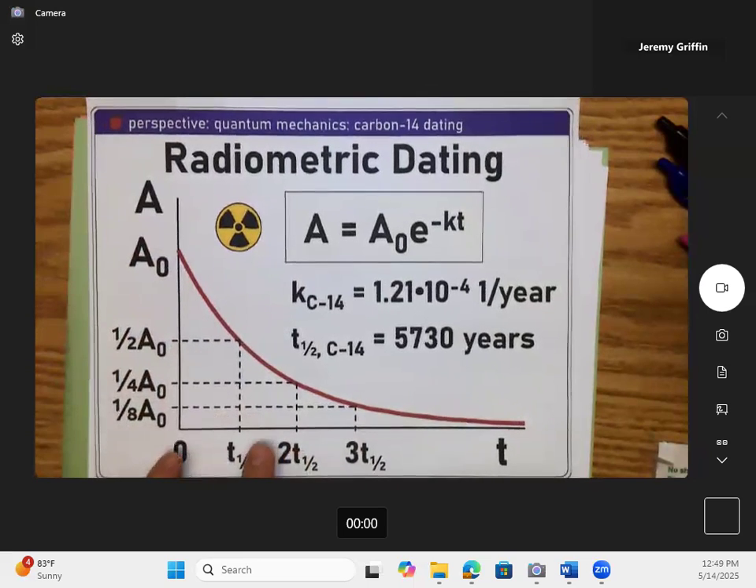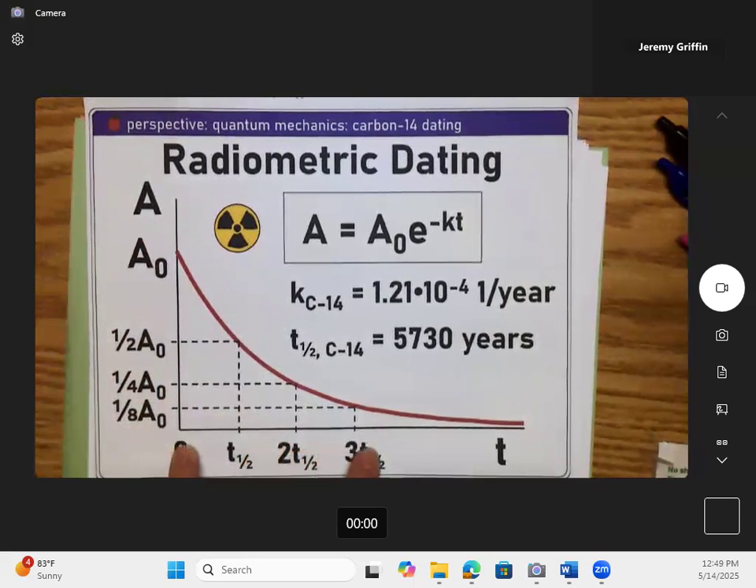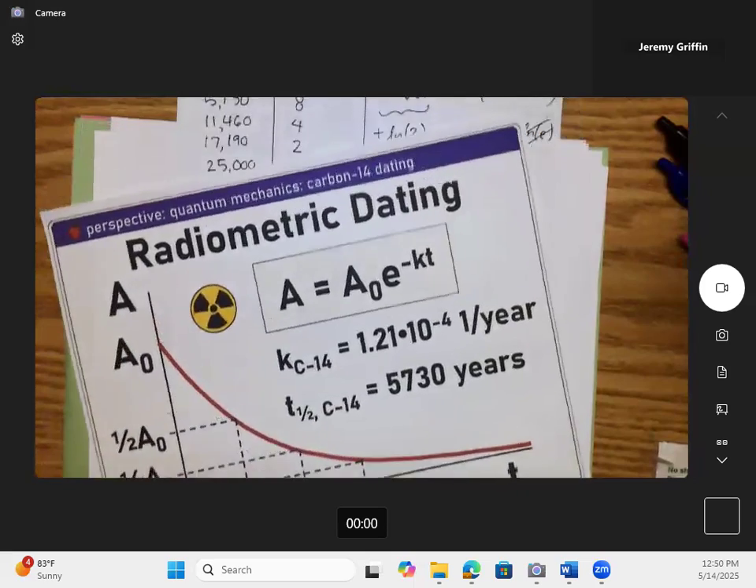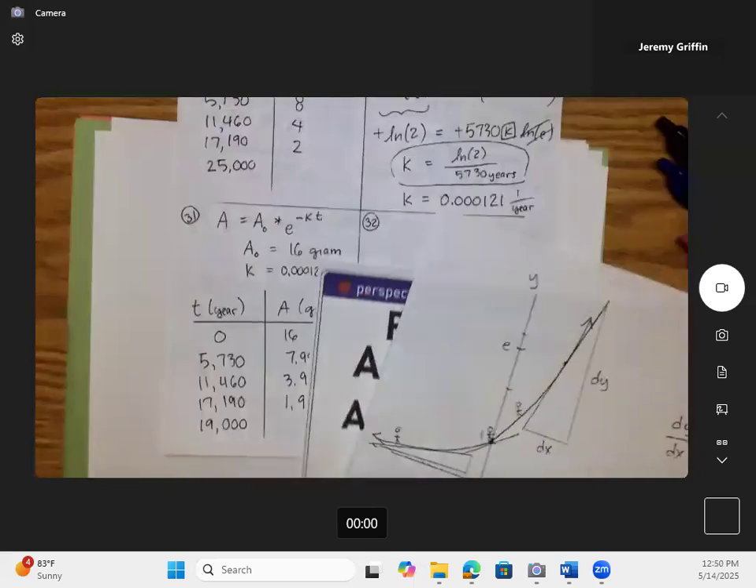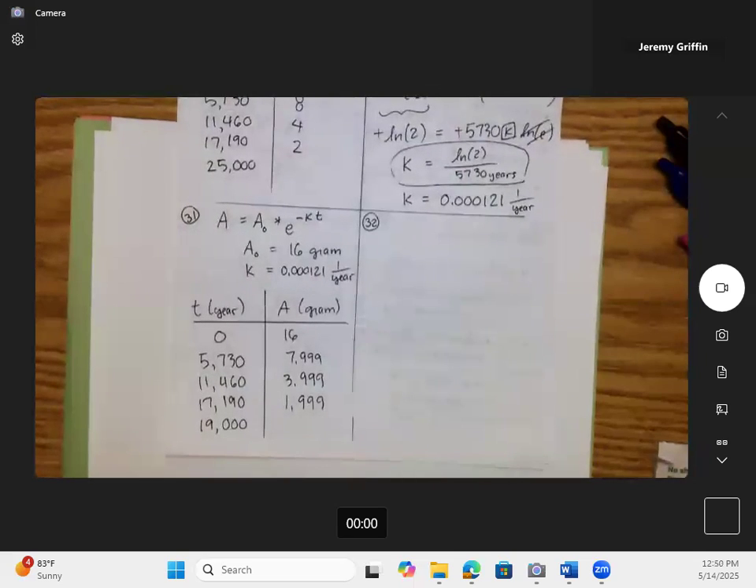You're trying to solve for what? Time. How much time has passed? How old is this artifact? How old is this bone that I found on the outside? Is it really recent, like a couple of decades old? Is it thousands of years old?